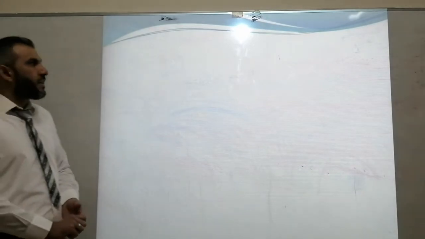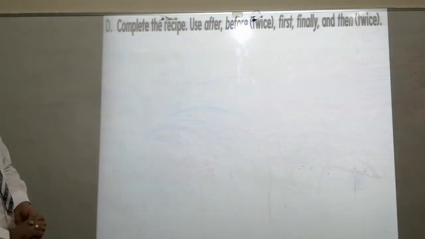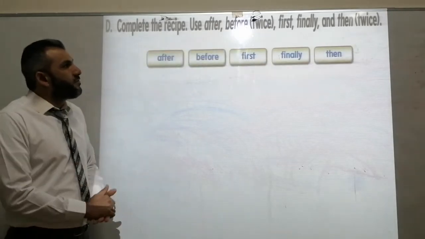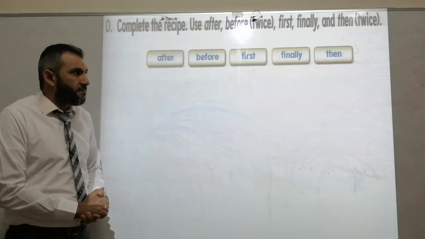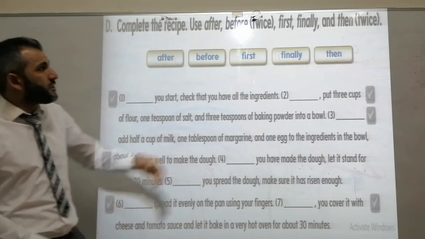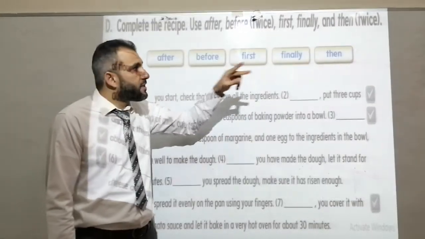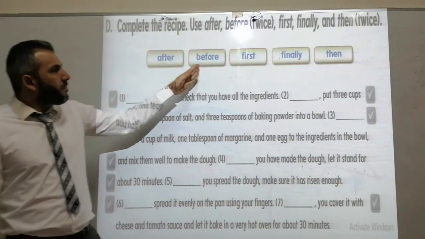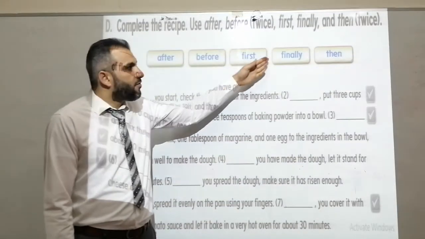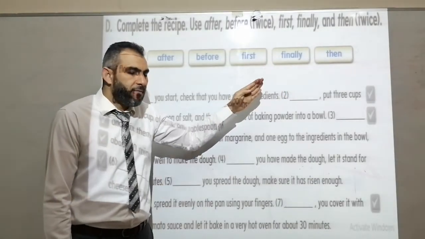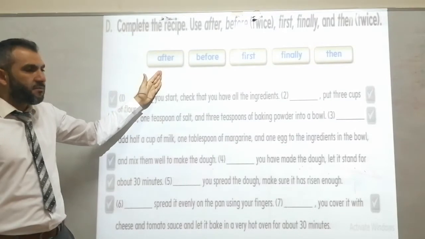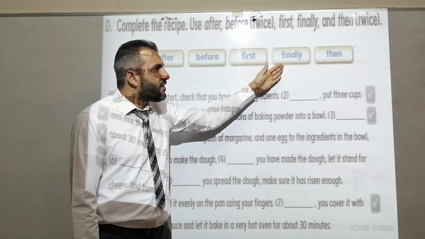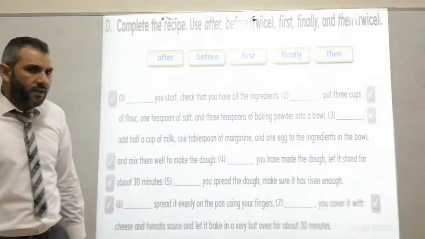Let's move now to the next exercise. Complete the recipe. Use after, before, twice, first, finally, and then. Note here we will use before twice, which means 2 times, and then as well. Here we have the words after, before, first, finally, then. Again, please listen carefully. After, before, first, finally, and then. Let's start.